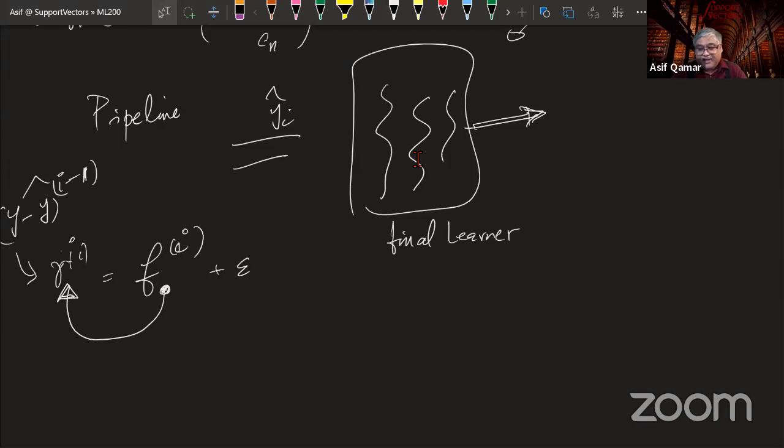Are we together? Now, stacking is, of course, much more sophisticated. A lesser version is just a voting classifier. A voting classifier just says you create an ensemble, but you make it out of all sorts of different algorithms.